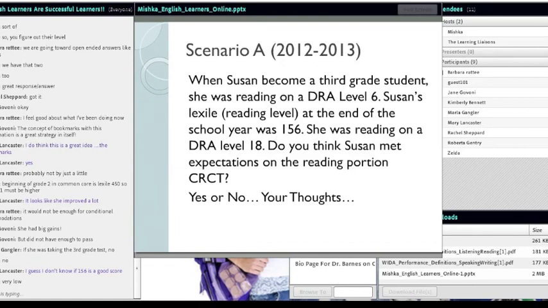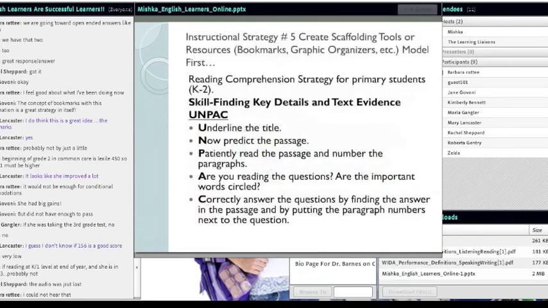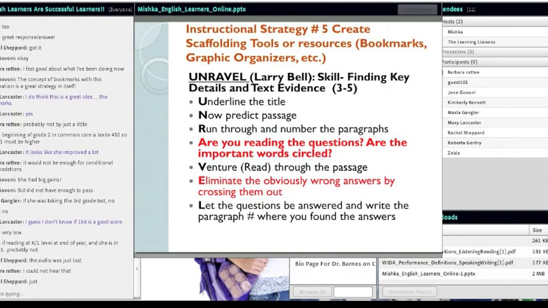Well, I am pleased to announce that Susan did indeed pass our CRCT, our Criterion Reference Competency Test. She passed with a passing score of 820. She passed reading, she passed English Language Arts, and she also passed math. And the reason why she passed is because I utilized that Unravel. That's a strategy that helps, even though she wasn't reading on grade level. What I'm saying is that she passed.